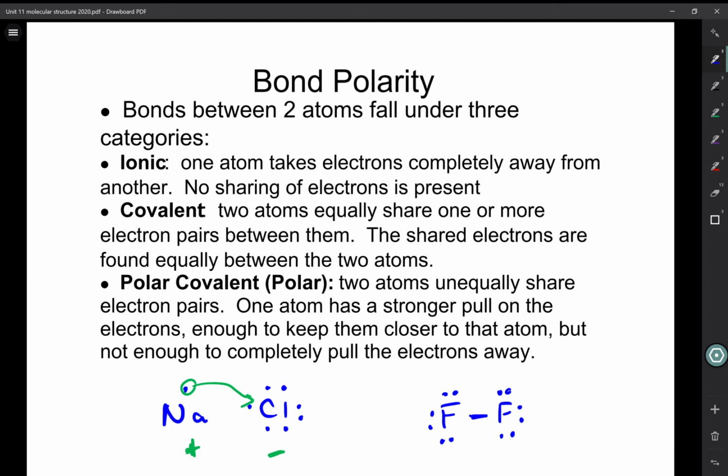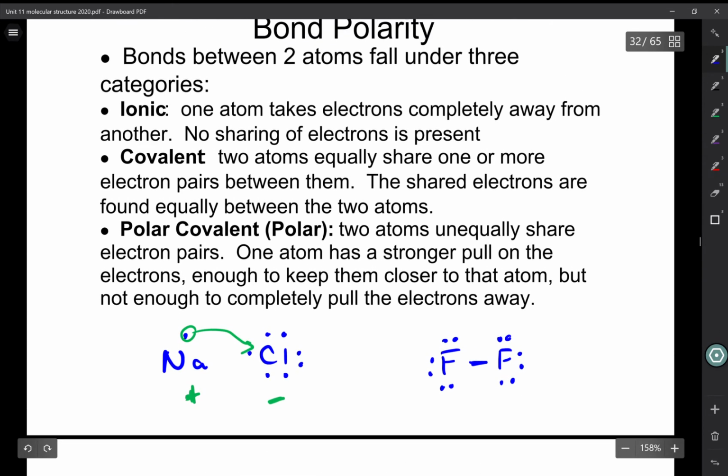Now somewhere between, we have something called polar covalent. That's where it's sharing, so it's kind of like a covalent bond, but really it's called an unequal sharing. So that means one atom is actually pulling the electrons a little bit more to itself. So the shared electrons are actually hanging around one atom more than the other one.